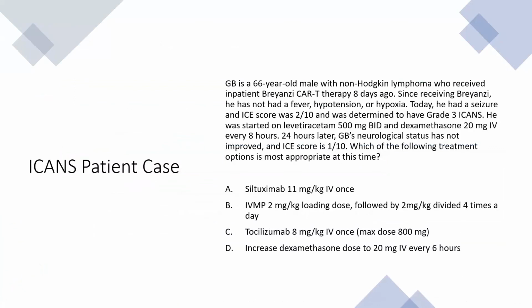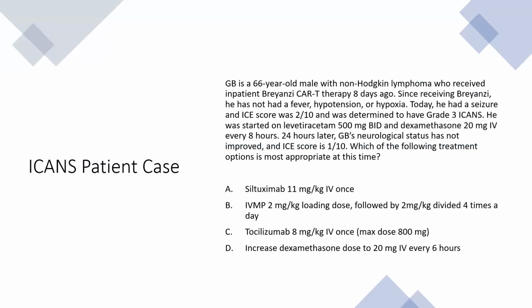And then we'll move on to our ICANS patient case. So GB is a 66-year-old male with non-Hodgkin lymphoma who received inpatient Breyanzi CAR T 8 days ago. Since receiving Breyanzi, he has not had a fever, hypotension, or hypoxia. And today he had a seizure and an ICE score was 2 out of 10, and it was determined that he had grade 3 ICANS.